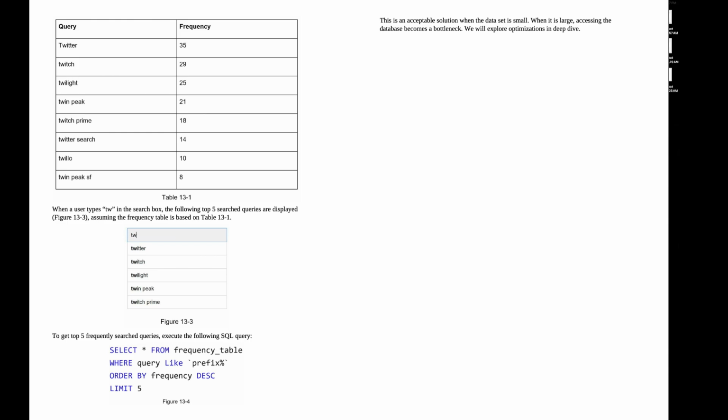Okay, so essentially what we have concluded is that when you are typing, let's say TW, then all these suggestions that are shown, Twitter, Twitch, Twilight, all these frequencies are incremented by one, right? And then when you click, let's say after TW, you hit enter, then the search happens for TW, or if you click on Twilight, then the search happens for Twilight. So in that case, for TW or Twilight, the frequency increment operation will happen once.